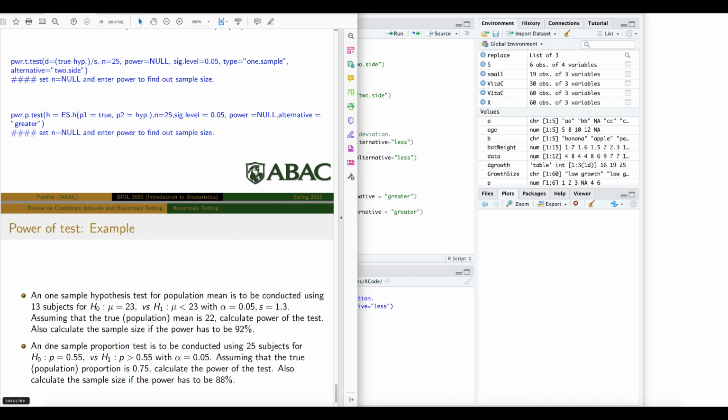Now see, this is the problem. A one sample proportion test is to be conducted using 25 subjects. H sub 0 is p equals 0.55, and h sub 1 is p greater than 0.55, with alpha given, assuming that the true population proportion here is 0.75. You see that? So for the true proportion 0.75, you write 0.75 here, you write 0.55 here, the hypothesized mean, and then just run that.